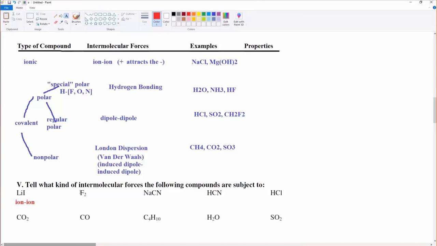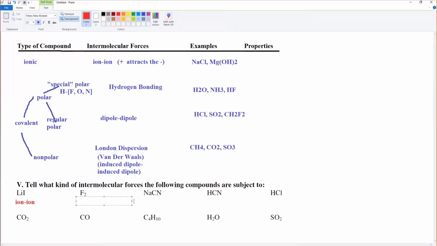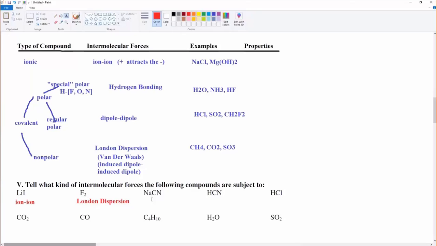Dispersion, all right? So fluorine with fluorine, two nonmetals that have to be covalent. And you can draw it out and so on and so forth. But since it's bound to itself, any difference in electronegativity is zero. It's going to be nonpolar. So that's got to be London dispersion forces. That's what it's subject to. Good. What about NaCN?